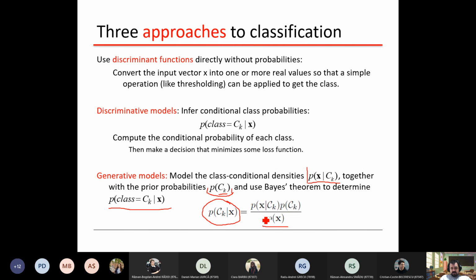And since p of x is not changing its value during this phase, we simply need to compute the product of these two elements. So once we know the probability of x given the class and the probability of the class, we simply take the product and then assign the point x to the class that will provide the highest value for this product.